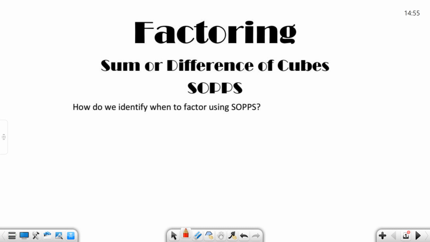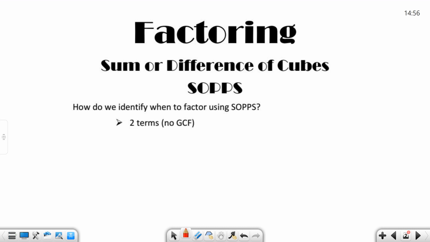Factoring the sum or difference of cubes, or SOPPS as I like to call it. I had a teacher in high school, one of my favorite teachers of all time, and she used SOPPS. So how do we identify when to factor using SOPPS?